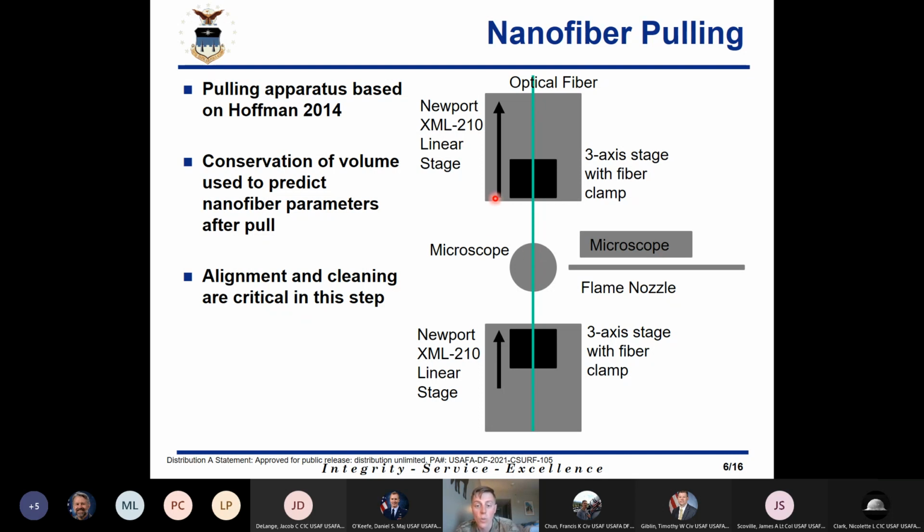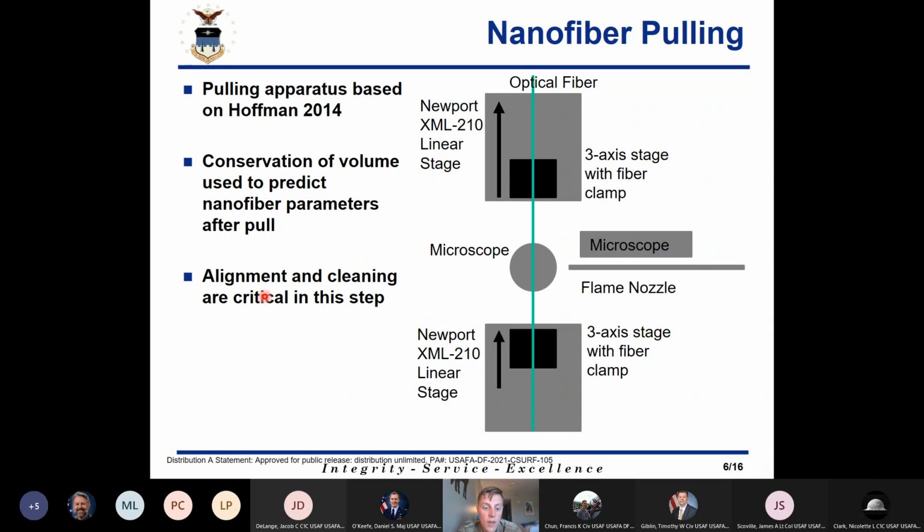So how the pulling actually works is we have both stages moving in the same direction. That's indicated by these arrows here. It's just that one stage is moving slightly faster, and this creates a much more predictable and slow pull than if the 2 stages moved in opposite directions. And conservation of volume is what is used to predict the nanofiber parameters after pull, and it's used to define basically steps for these linear stages to take in order to create a nanofiber with a desired taper region.